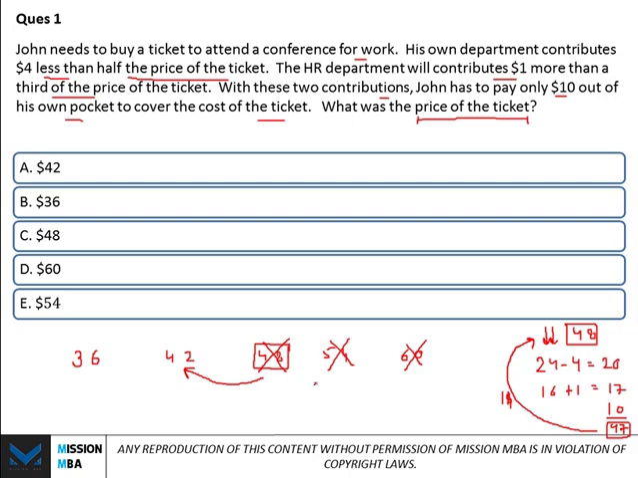Let's see. So total price $42, right? And we have his own department. So half of this is 21 minus 4. You're paying 4 less than that. So 17. What about HR? 1/3 of it, 14. And 1 more than that makes it 15. And John pays 10. So 17, 15, 32 plus 10, 42. Perfect. Scenario matches. So in 2 trials, I've got to the correct answer. So the answer is 42.